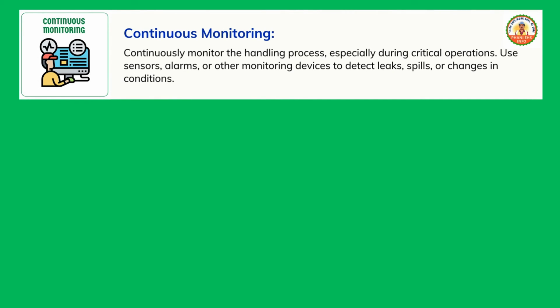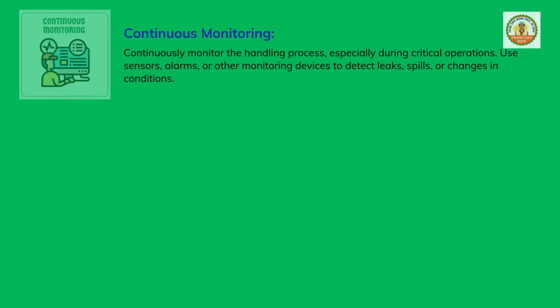Continuous monitoring. Continuously monitor the handling process, especially during critical operations. Use sensors, alarms, or other monitoring devices to detect leaks, spills, or changes in conditions.